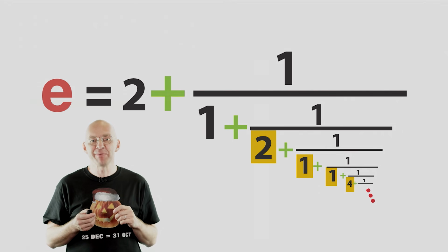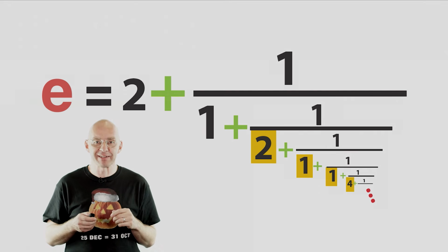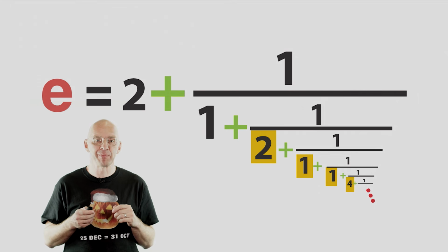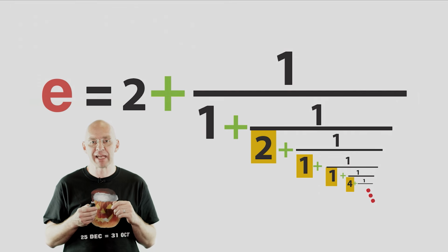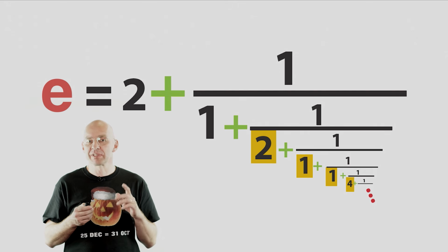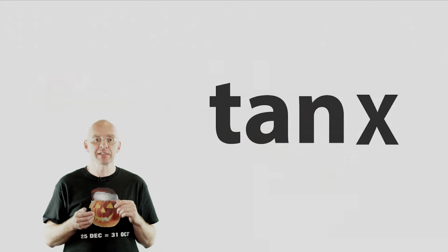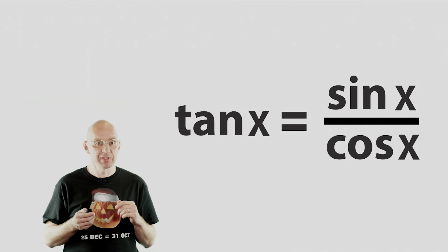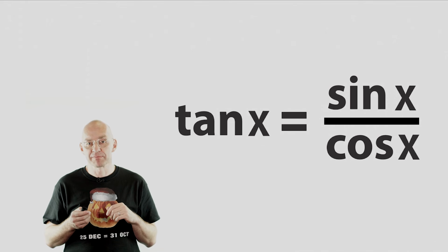Anyway, Lambert was undoubtedly aware of Euler's work when he came up with a great idea to turn tan of x into an infinite fraction. He starts out with the basic fact that tan of x is equal to sin x divided by cos x.